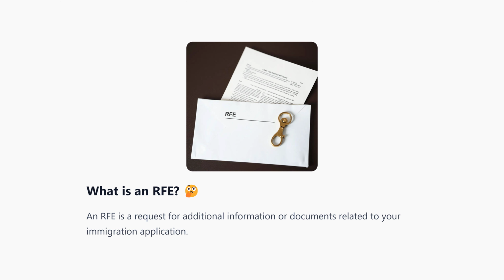An RFE, short for Request for Evidence, is a formal request from immigration authorities. It asks for additional information or documentation related to your application if the initial submission lacks sufficient evidence to determine your eligibility for the immigration benefit you are seeking. RFEs are a standard part of the process and don't necessarily indicate a problem with your case.